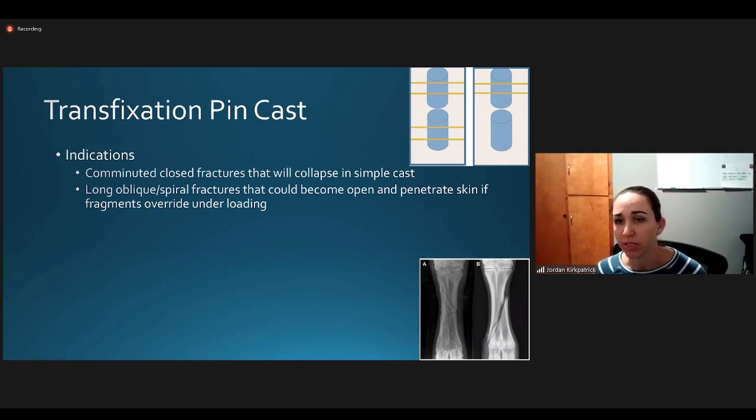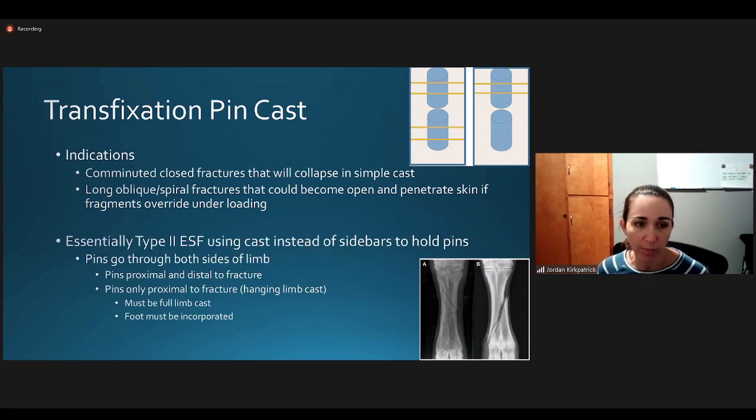And so what the transfixation pin casts do is they help prevent overriding of those fracture fragments. There's two types. So in this image up here, this is what they would consider a true transfixation pin cast. So there's 2 pins above and 2 pins below the fracture. So it will fully prevent the fracture from compressing on itself. So when the animal stands, the weight gets distributed to the pins and the cast that's around it and not to the bone.